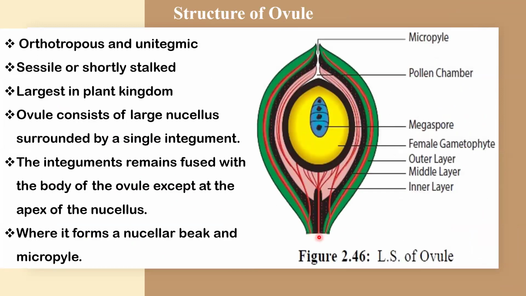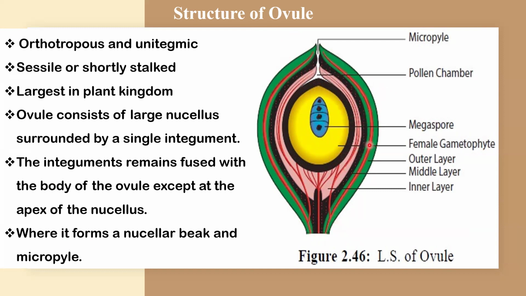Talking about the ovule. The ovule is orthotropous and unitegmic, and is the largest in the plant kingdom. It consists of a large nucellus surrounded by a single integument. The integument remains fused with the body of the ovule, except at the apex of the nucellus, where it forms a nucellar beak and micropyle.